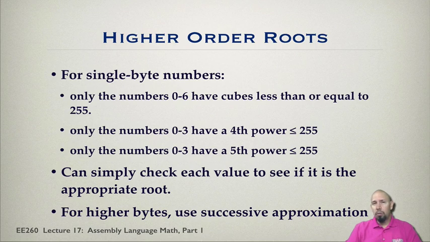Notice that when we're talking about the cube root here, we're talking about only the integer portion of that root, not the fractional portion. We could also easily consider negative numbers for cube roots, because a negative number can have a real cube root. If we look at the fourth power, only the numbers 0 through 3 have a fourth power that's less than or equal to 255. Similarly, with the fifth power, only the values 0 through 3 have a fifth power less than or equal to 255. So you just check each value at the appropriate root.